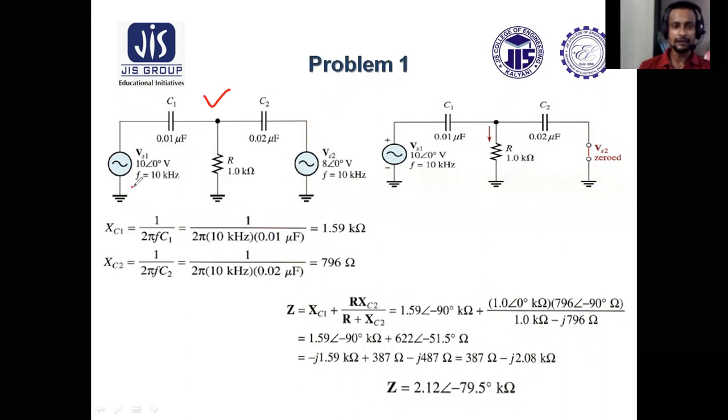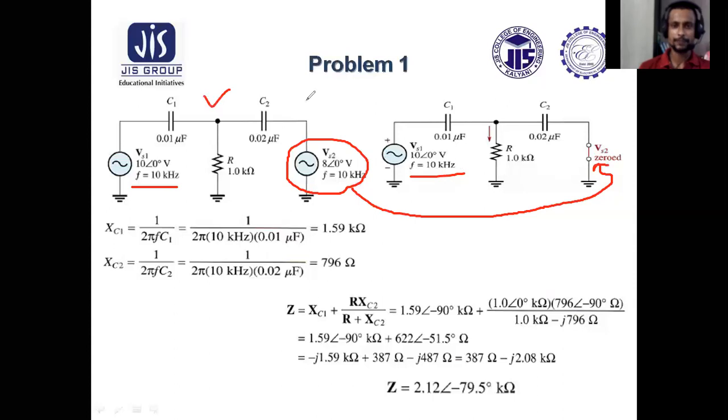So let us consider this source for the first time. While considering one source, the other source, this VS2, has to be deactivated, and as no internal impedance is given here, VS2 is shorted while considering VS1 alone.